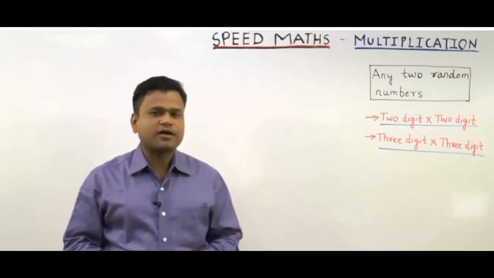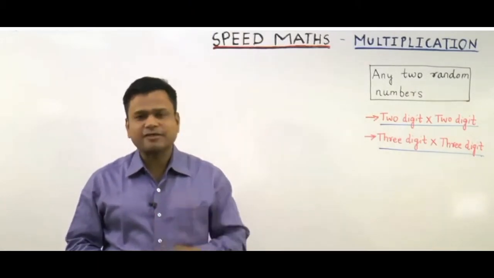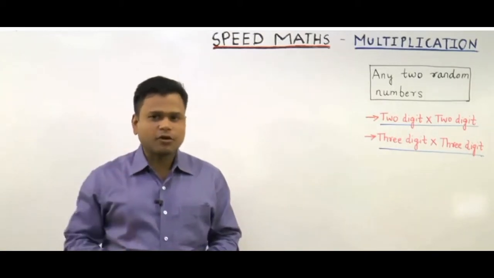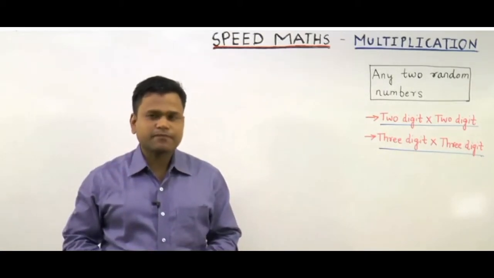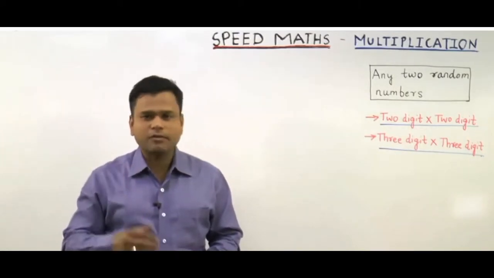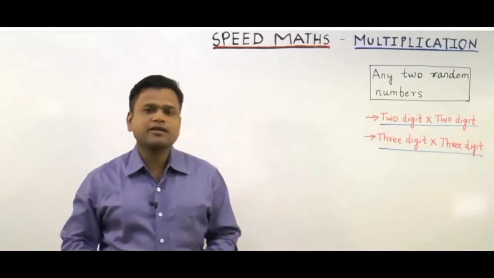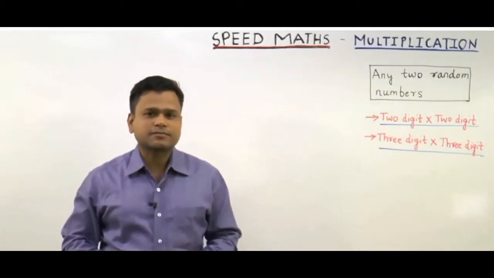This session we will be learning about multiplication of any two random numbers. In the earlier modules, you would have seen how two numbers, if they are close to 100 or maybe 1000 or close to 200 or 2000, how we can get the answer for such cases faster.